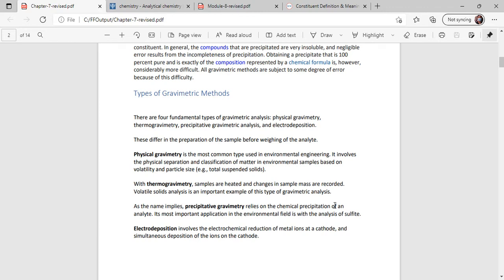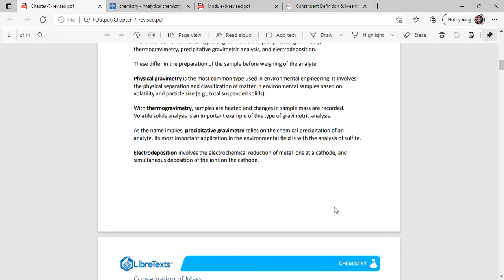Now, the last type is electrodeposition. It involves electrochemical reduction of your metal ions at the cathode and stimulates the deposition of your ions on the cathode. Meaning, the metal ions go to the cathode, since your cathodes are of opposite charge to the metal ions, right? They are attracted to the cathode, and the ions are deposited on your cathode.